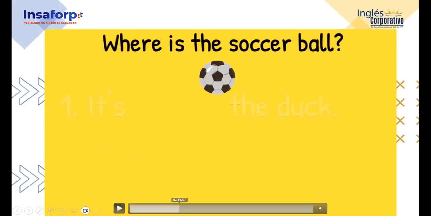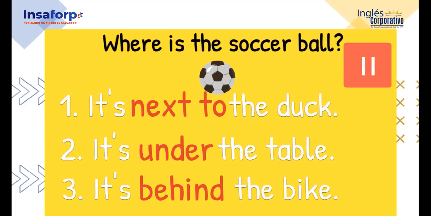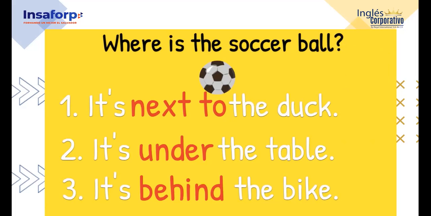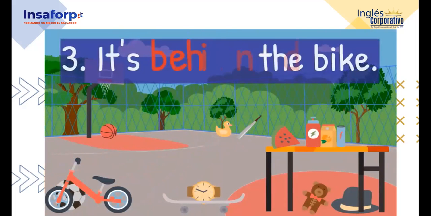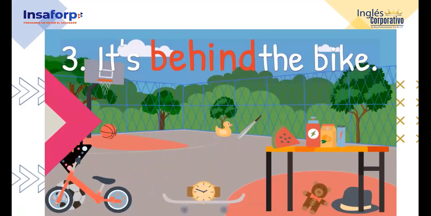Okay. There, thank you. Number one, it's next to the duck. And number two, it's under the table. Number three is behind the bike. Number three. Okay, vamos a ver. Let's see, let's see. What's the correct answer? Let's see. Behind the bike. Very good. Excellent. You did good. Thank you, miss.